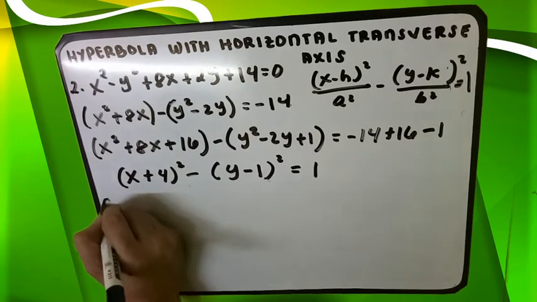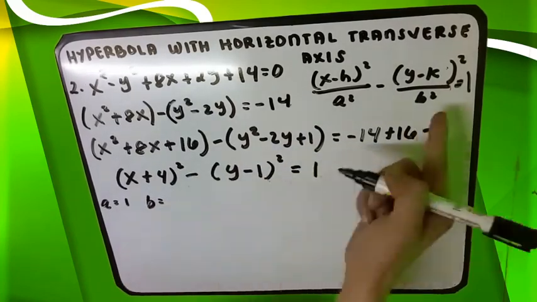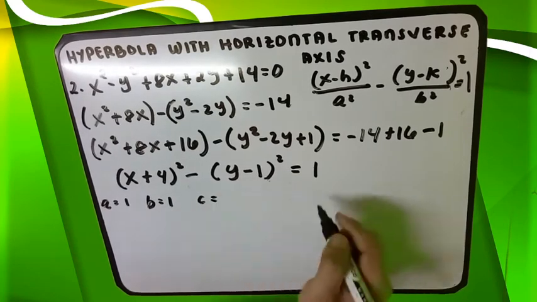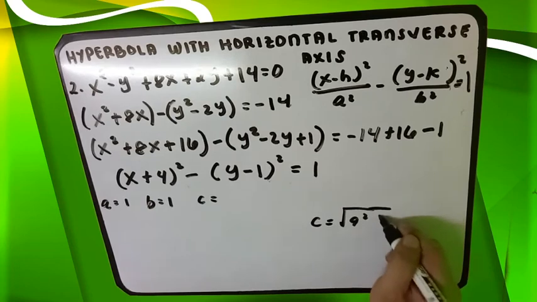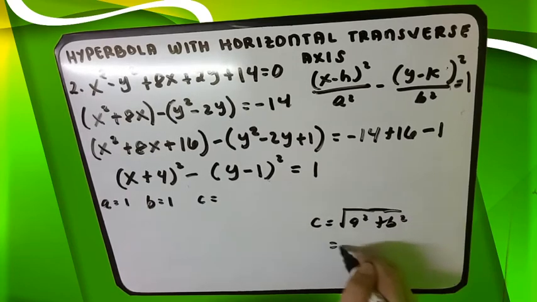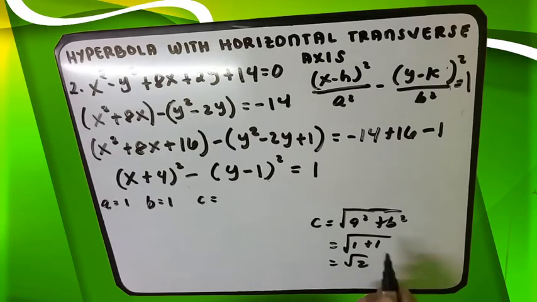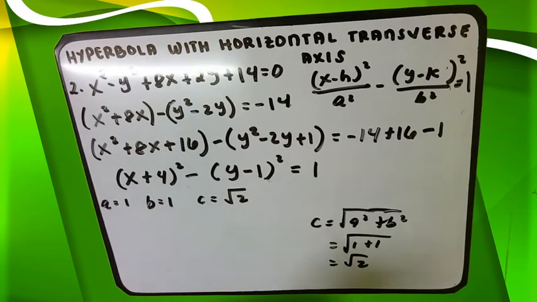So let's identify first a. So our a is 1. Our b, the denominator, is 1. Our c, again for c, that is the square root of a square plus b square. So 1 plus 1, so that is the square root of 2. Right? So c is square root of 2.